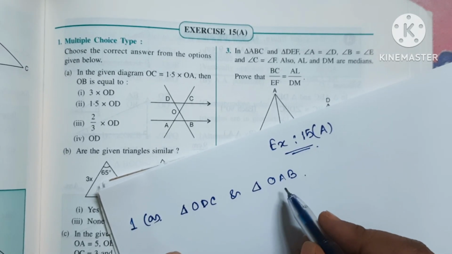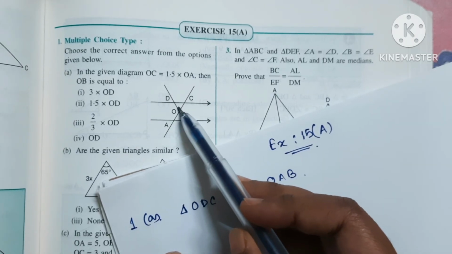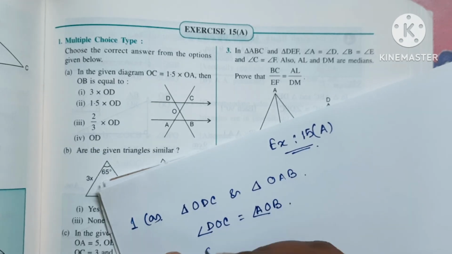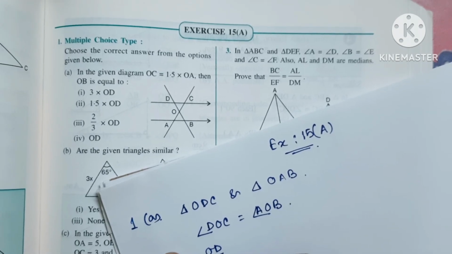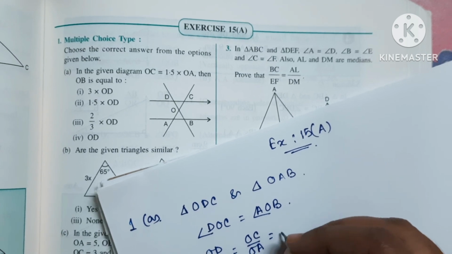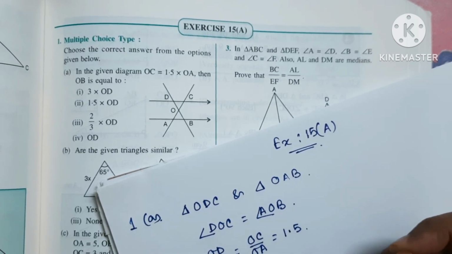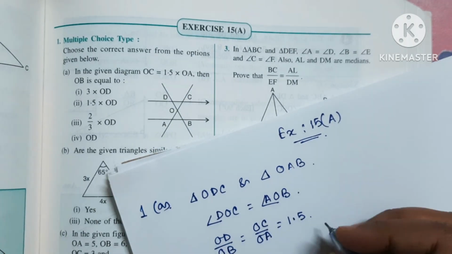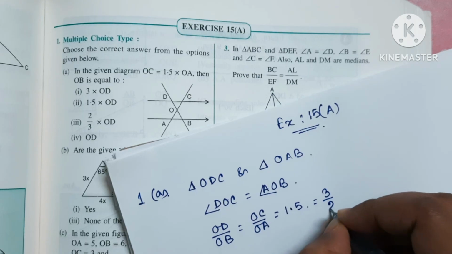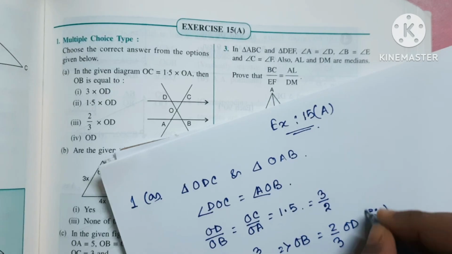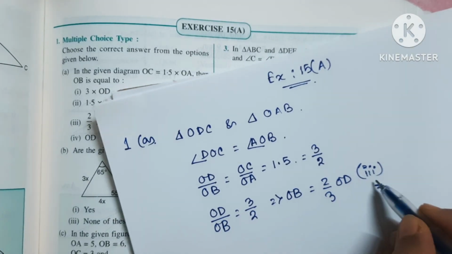Similar triangles, right? And at O, those angles are equal. Angle DOC is equal to angle AOB. OD by OB is equal to OC by OA. Now OC by OA is 1.5. That is given, because it is written that OC equals 1.5 OA. So 1.5 means 3 by 2. That means OB equals 2 by 3 OD. So option 3 is the correct answer.